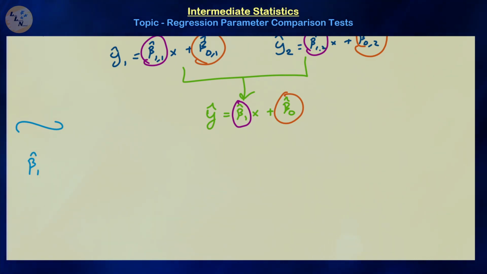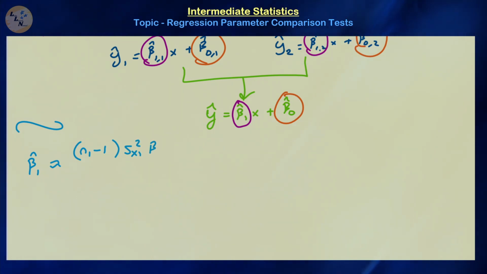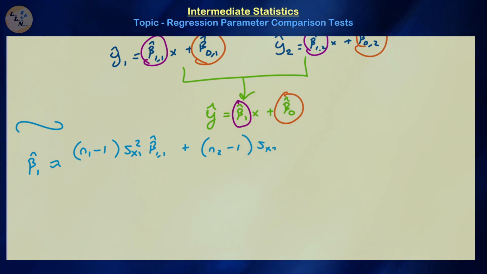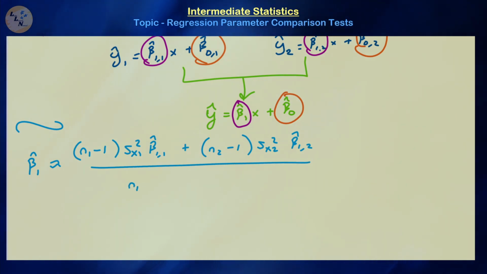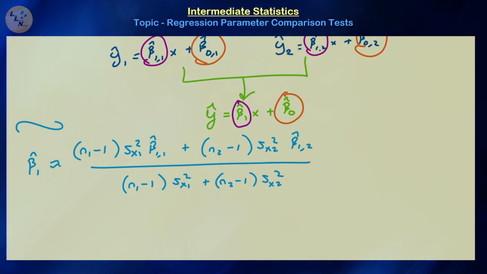An approximation for beta 1 hat is sort of like a pooled slope formula. So that's going to be approximately equal to n1 minus 1 times s x1 squared times beta hat 1,1 plus n2 minus 1 times s x2 squared times beta hat 1,2, all over n1 minus 1 times s x1 squared plus n2 minus 1 times s x2 squared. Right? So we're weighing these slopes with respect to both their sample sizes and also their variances.